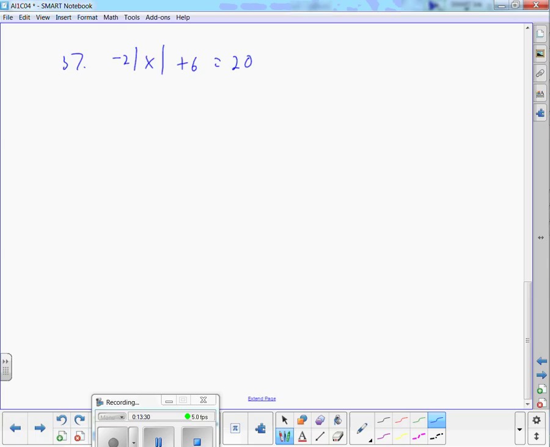Okay, I move the 6. This will become a 26, right? Oops, that'll become a 14, right? Add a negative 6 to both sides. Okay. Divide both sides by negative 2. This is where I end up. The absolute value of x equals negative 7. What do I do next? What do I do next?